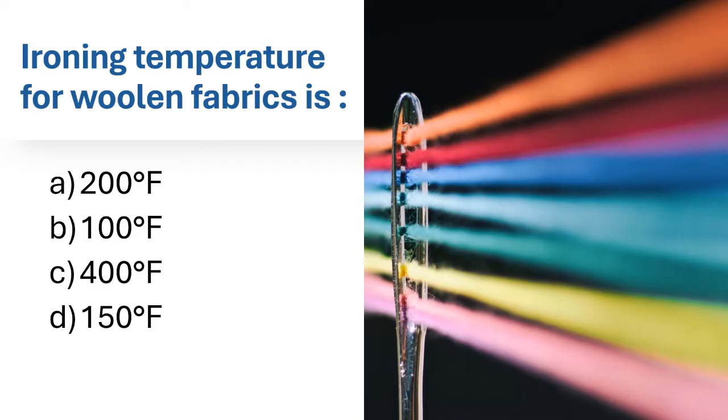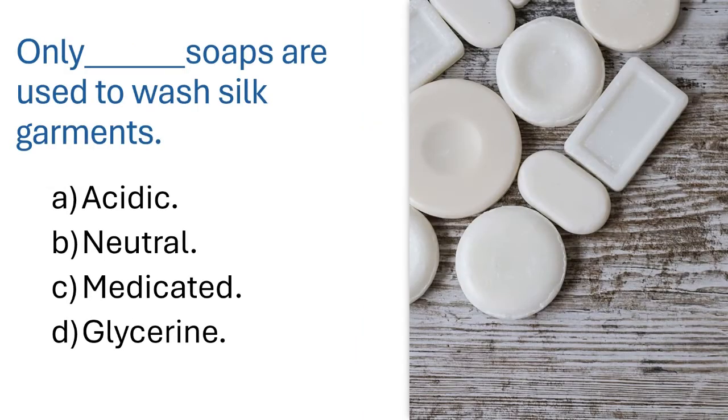Next, ironing temperature for woolen fabrics is it 200, 100, 400 or 150 degree Fahrenheit? So the correct answer is 100 degree Fahrenheit, B option. Next, only dash soaps are used to wash silk garments. Is it acidic, neutral, medicated or glycerine? So the correct answer is neutral. I will read the explanation for this because this is a typical question. Neutral pH soaps are neither acidic nor alkaline, which helps to prevent damage to the delicate silk fibers. Right? So neutral soaps are used.